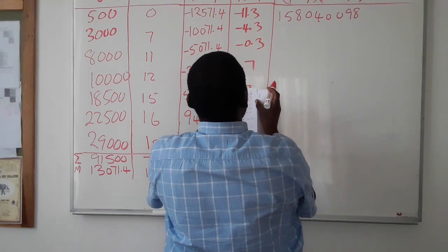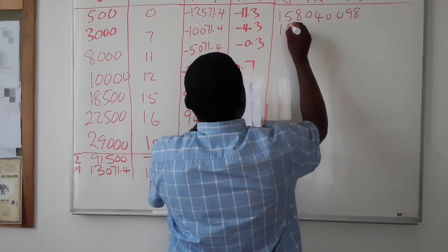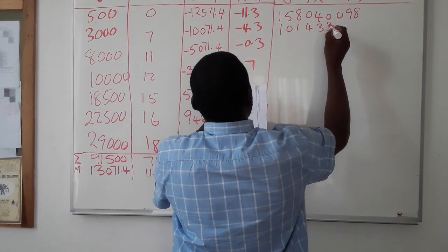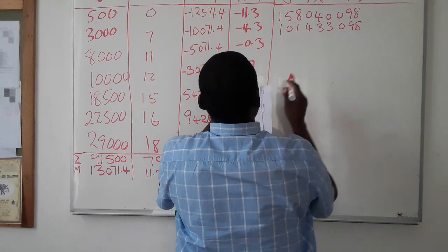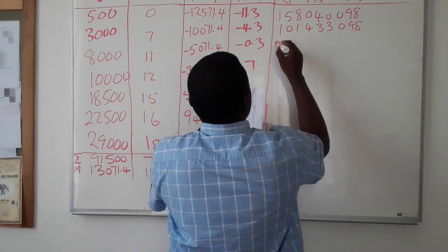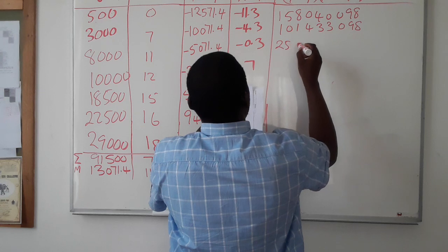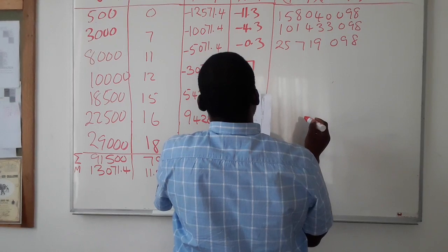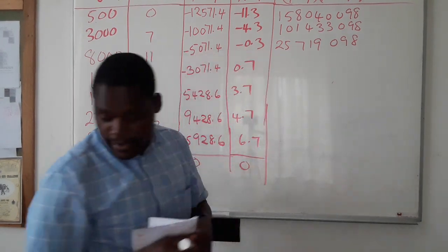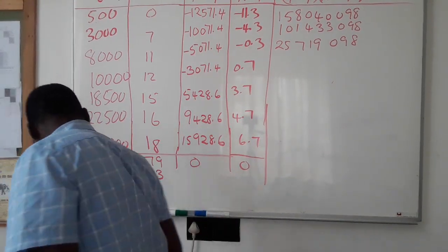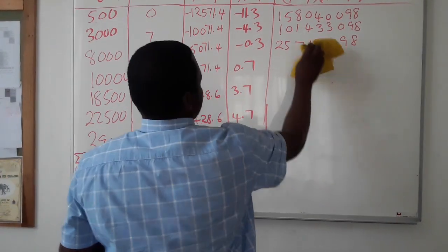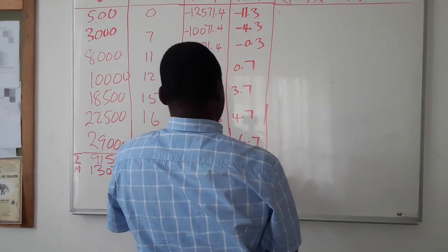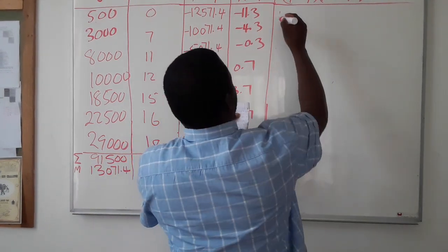158,040,098, or 101,433,098. You will get 25,719,098. Ooh, I'm copying the wrong numbers. My goodness. Okay, I've got so many things written down.